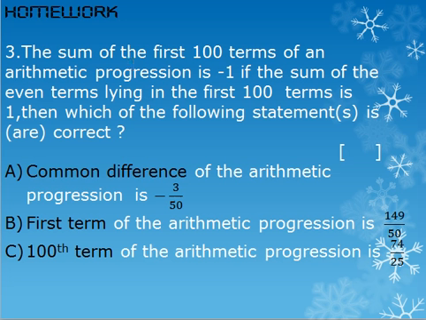The sum of the first 100 terms of an arithmetic progression is minus 1. If the sum of the even terms lying in the first 100 terms is 1, then which of the following statements is or are correct? Common difference of the arithmetic progression is minus 3 by 50. First term of the arithmetic progression is 149 by 50. 100th term of the arithmetic progression is 74 by 25.